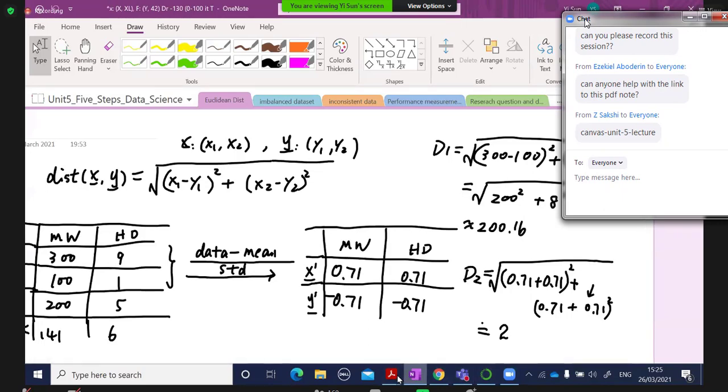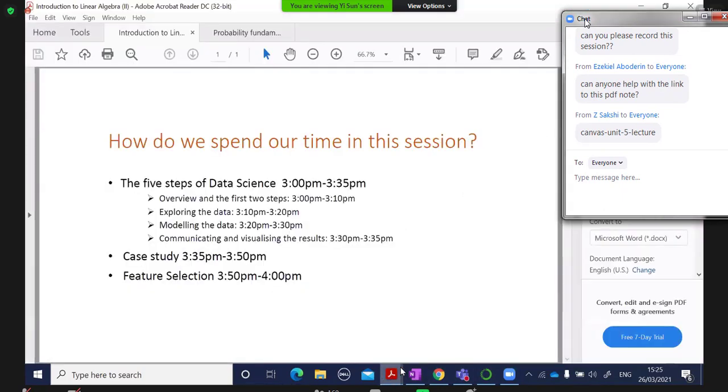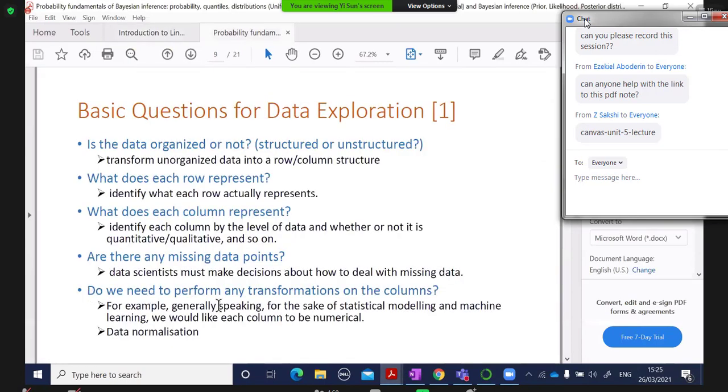So that's why, considering this, do we need to perform any transformation on the columns? We need to think about it, okay? Another example we have already seen is normalizing each column into a range between 0 and 1 when we talked about the gradient descent algorithm in that linear regression example.